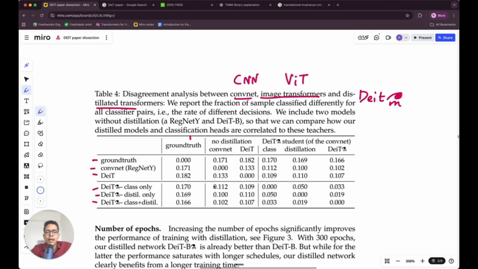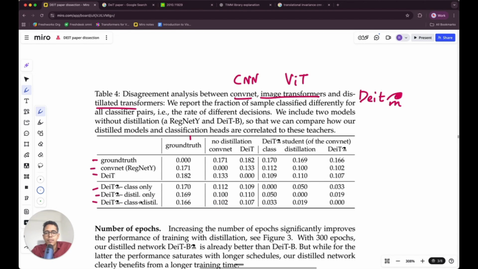And if you use classification token and distillation token, what are the disagreement values? Disagreement values are in between. So 0.102 is between 0.100 and 0.112. 0.107 is not actually between. It's comparable. That much I can say, if you use class token and distill token.